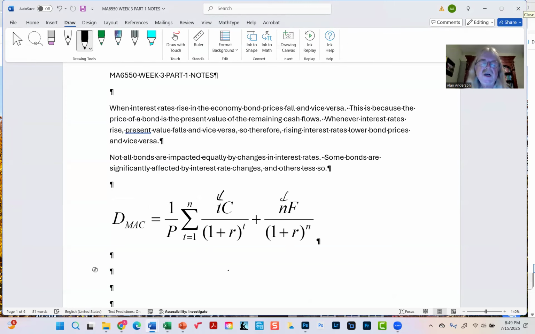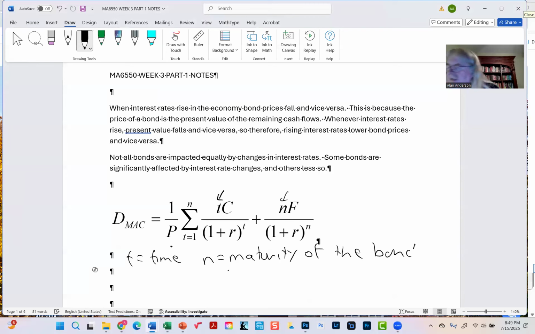Remember how this works. T is the time at which the cash flows are received. It's an index. It runs from 1 to N. N is the maturity of the bond. So let's say, for example, this bond has annual coupon payments, and there are 30 years left in the lifetime of the bond. N would be 30, and that's when you would receive the face value, 30 years from now. In the meantime, you're going to get cash flows 1 through 30, and those are here.